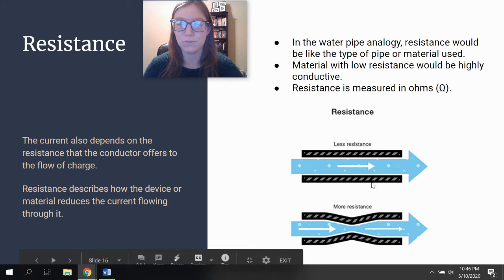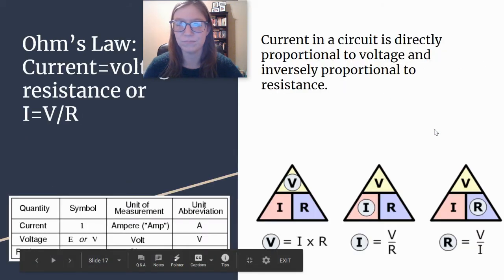And so, less resistance, the flow is easy. More resistance, it's harder to have a current.